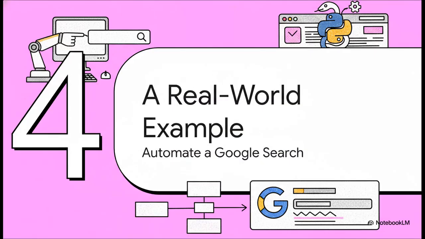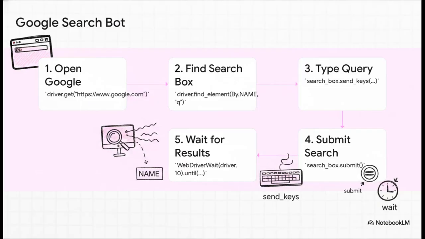Okay, enough theory. Let's put all this stuff together and build something that actually works. We're going to create a little bot that automates a Google search, and we'll do it step by step. Okay, check this out. It's exactly what we've been talking about. Step 1, we tell the browser to go to Google. Step 2, we use one of our locators, in this case by its name, to find the search box. Step 3, we use send_keys to type in our search. Step 4, we submit the form. And then, the most important part, step 5, we use that explicit wait we just learned about to patiently wait for the results page to load. And boom, just like that, we've automated a Google search.